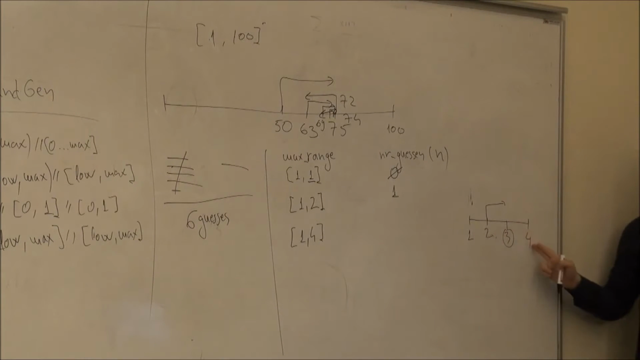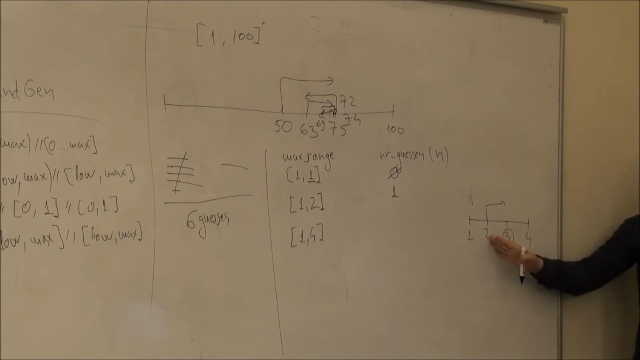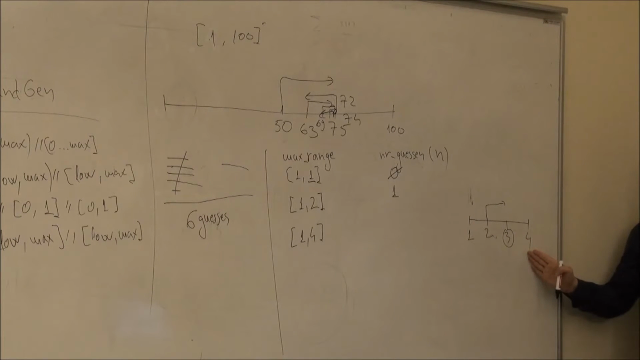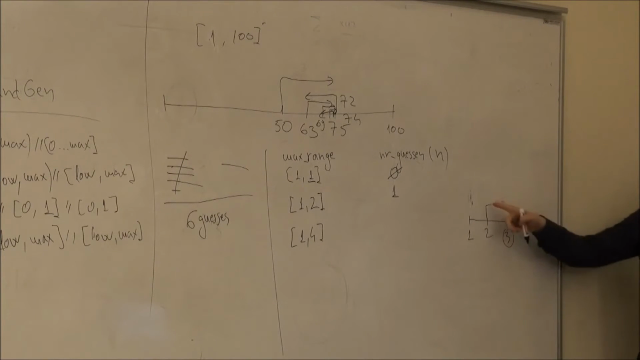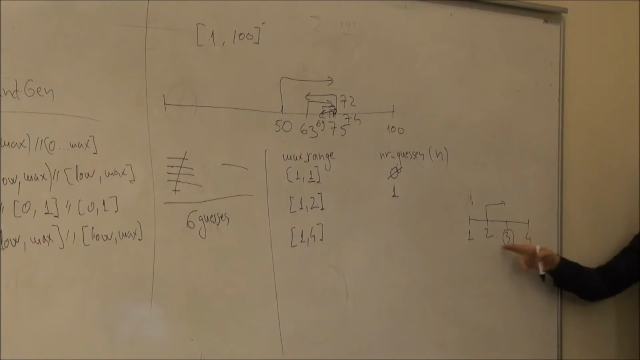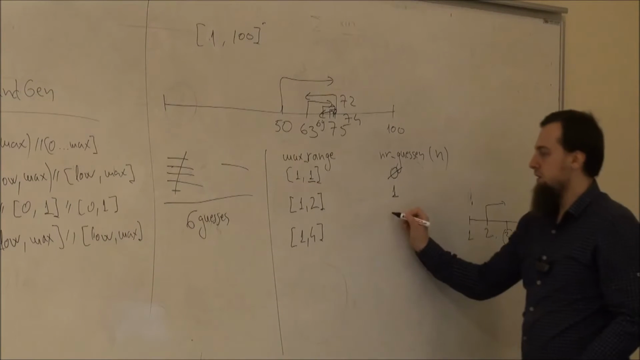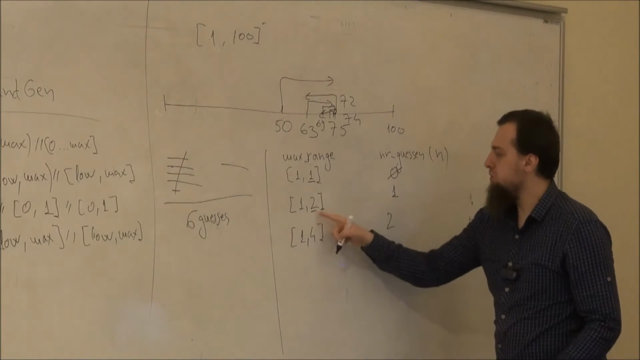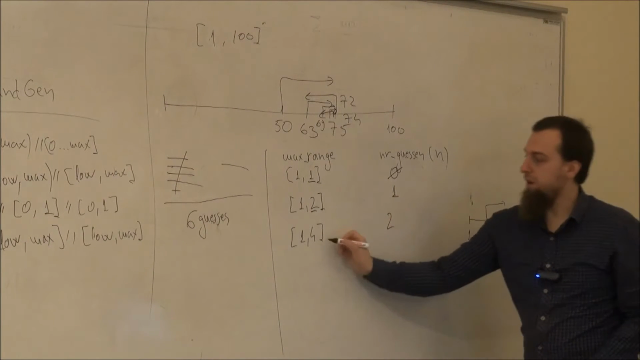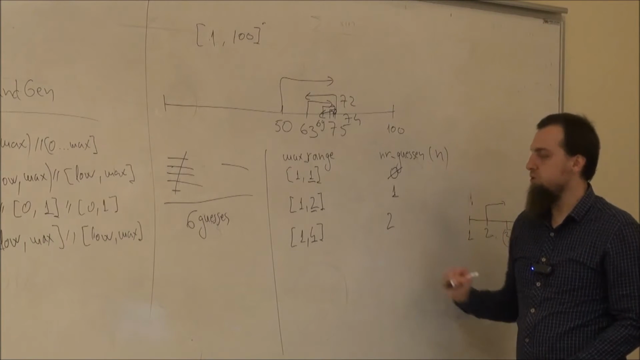Between 3 and 4, how many more guesses do you need? One more. So one was used for the 2, and one more for 3 and 4. We need 2 guesses. So remember, when the maximum is 2, we need 1 guess. When the maximum is 4, from 1 to 4, we need 2 guesses.